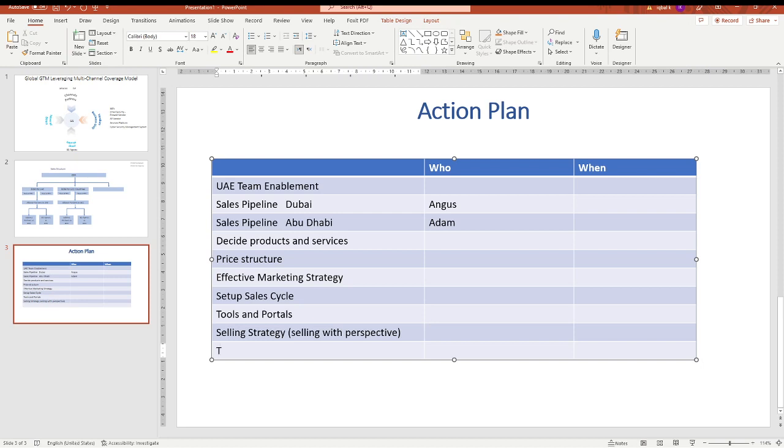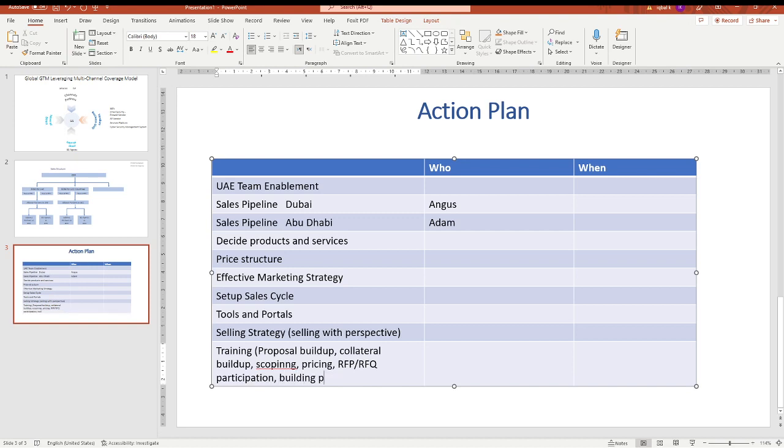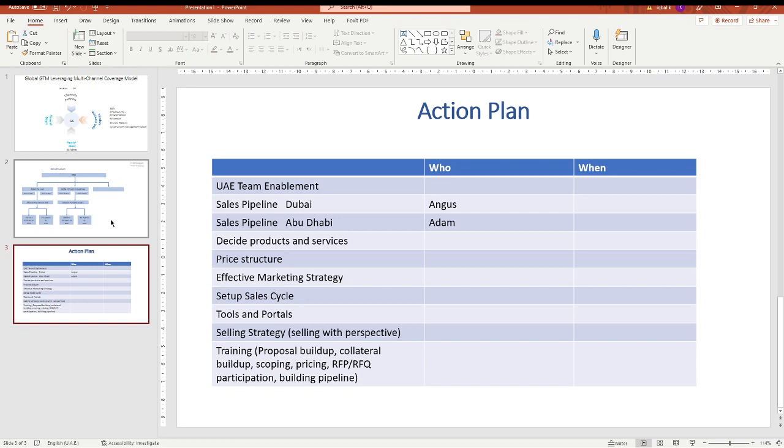And then, of course, you have the training for proposal build-up, collateral build-up, and then scoping, pricing, RFP or RFQ participation, and building pipeline. So these are the few things which I would want to address later on. But this is typically how we have to plan. This is typically how we align things together.